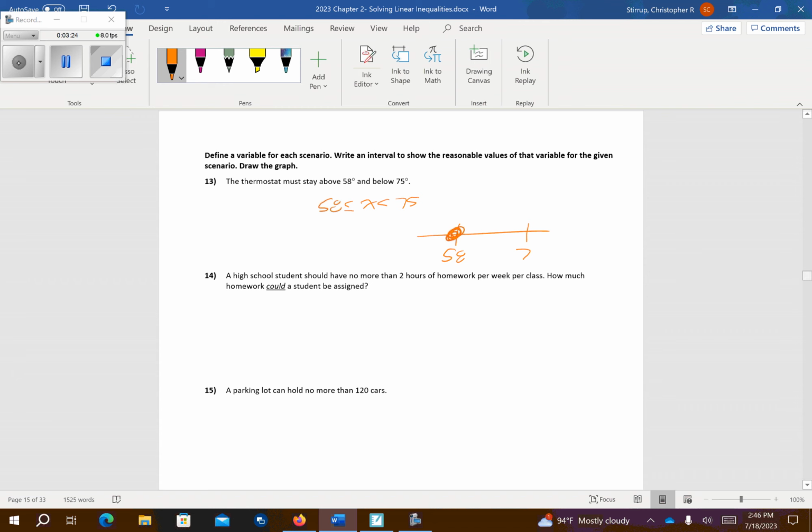Parking lot can hold no more than 120 cars. So it can go from 0, no cars, and then no more than 120 cars. So your interval would look like this, 120. You'd have a solid dot at each and shade in between. So it's going to hold any one of those.